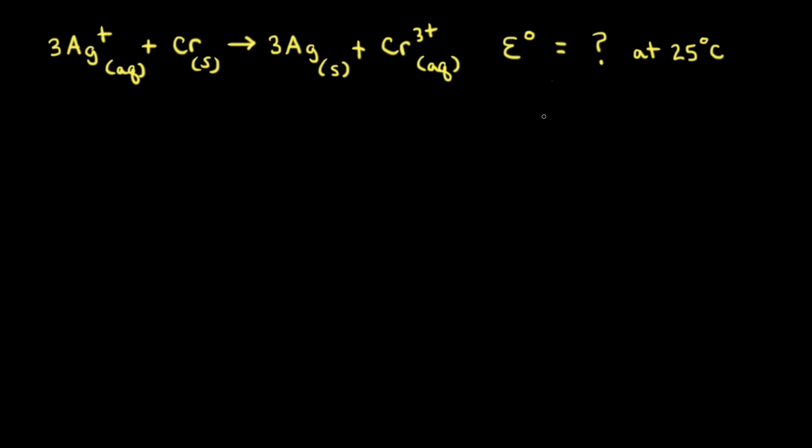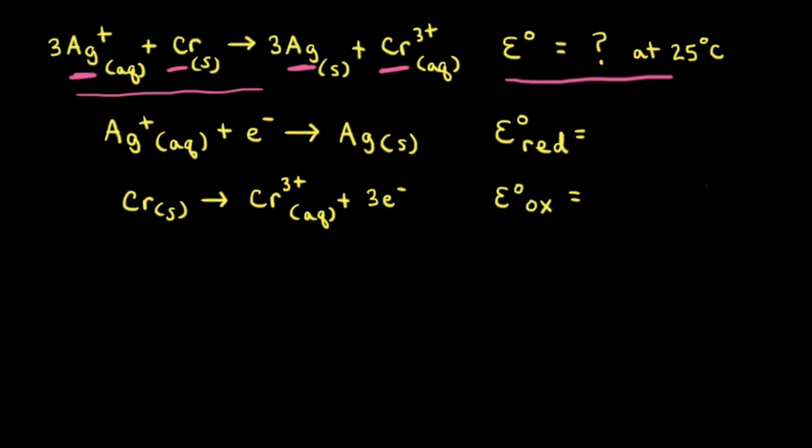Let's do a worked example where we calculate the standard potential at 25 degrees Celsius for this reaction. In this redox reaction, silver cations are reduced to form solid silver, and solid chromium is oxidized to form the Cr3+ ion. The first step is to write down the half reactions that make up the overall redox reaction.